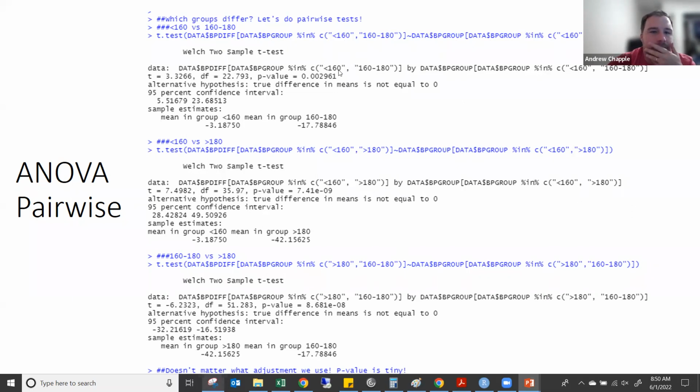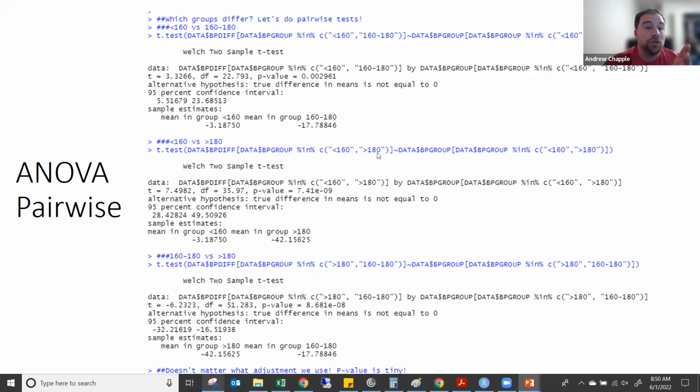So this t-test here, this p-value is 0.002. The alternative is that the difference in means is not equal to 0. This is my 95% confidence interval on this difference in means. So there's a significant difference between less than 160 and 160 to 180. Here I'm looking at less than 160 and greater than 180.